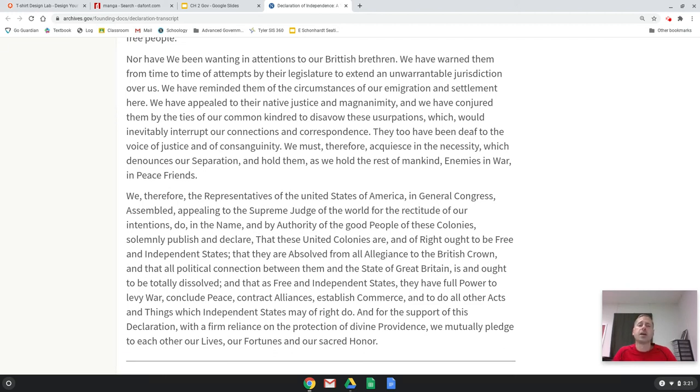Thomas Jefferson has said, hey, we've even tried to get the English people to listen to us. Told them, this is why we came over, the circumstances of our immigration. We came over for freedom and toleration. We are the common kindred. We're all brothers here. We bleed British blood. And they have ignored us. They have not helped us. And so we're left with no other option but to consider them enemies in war.